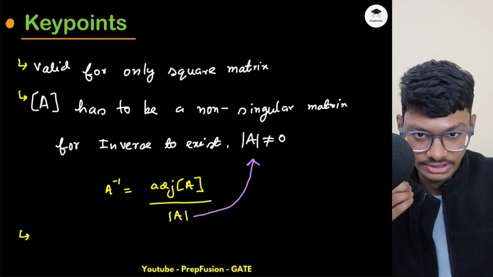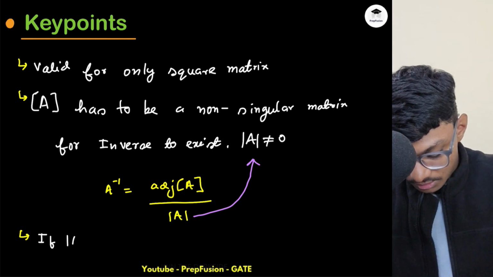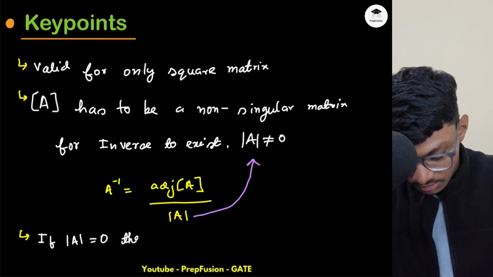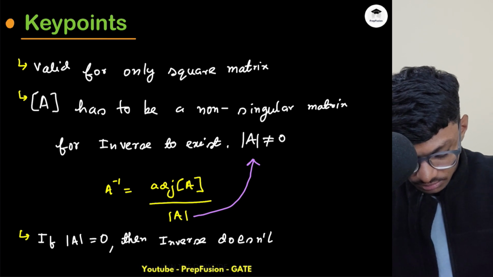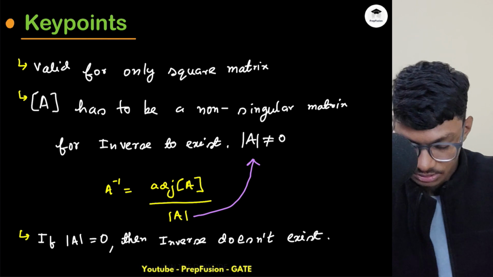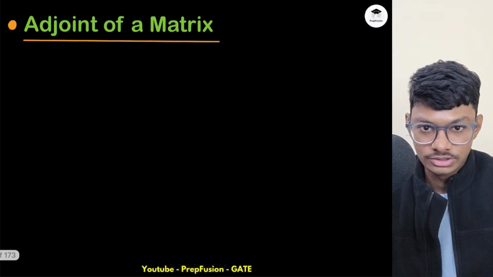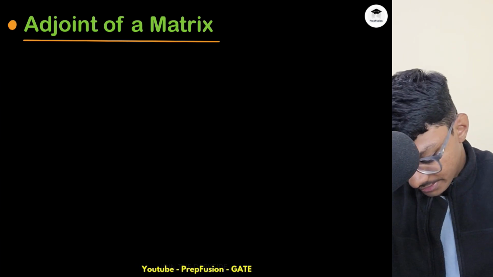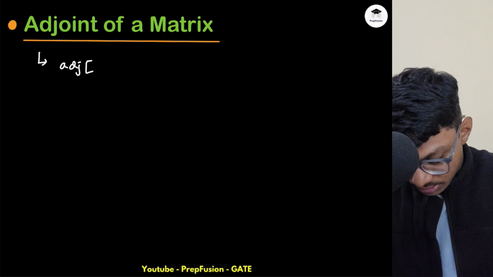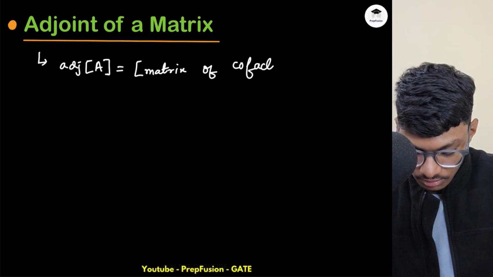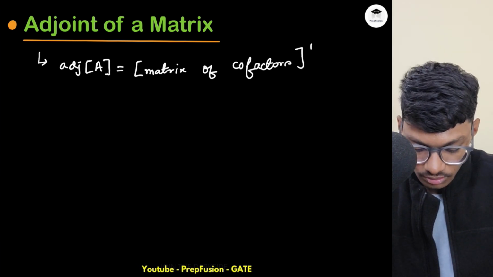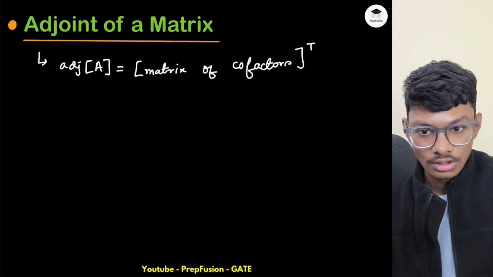I will explain the definition of the adjoint of A. So if the determinant of A equals 0, then the inverse doesn't exist. Now let's come to the adjoint of A. What is the adjoint of A? The adjoint of A is the matrix of cofactors whole transpose.